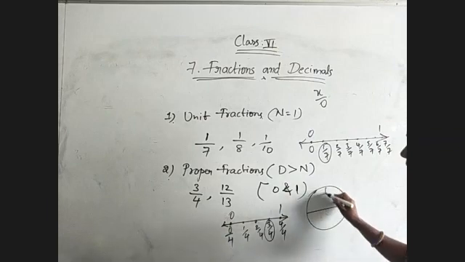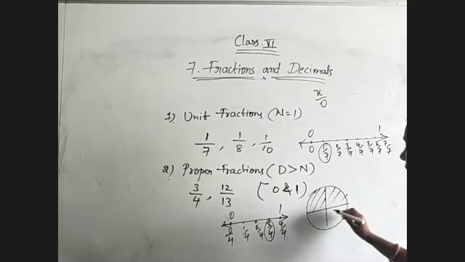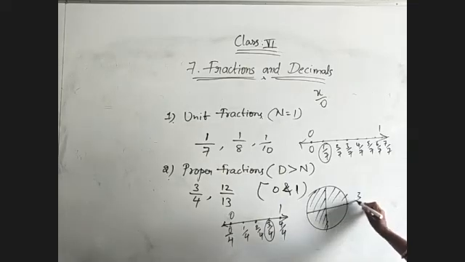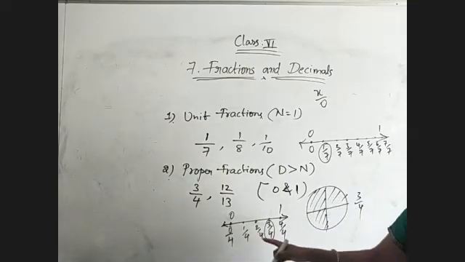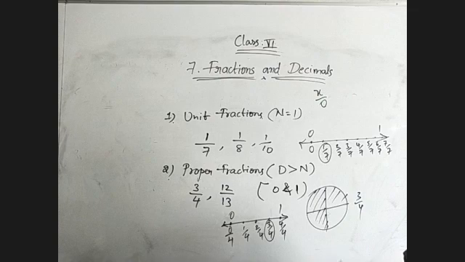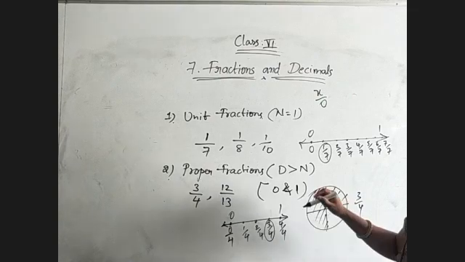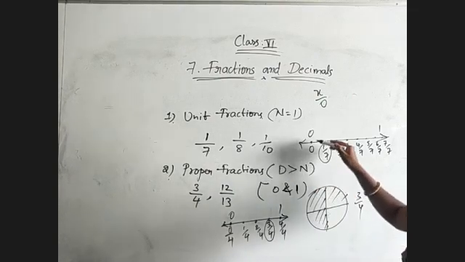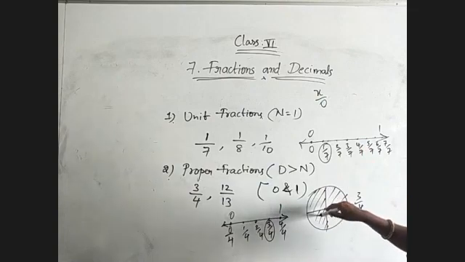It is divided into 4 equal parts. Out of 4 equal parts, 3 parts are selected. So this is the pictorial representation of 3 by 4. To represent a fraction, we can use a circle or any geometrical shape, rectangle or square, whatever. And unit fractions also, we will indicate like this only.